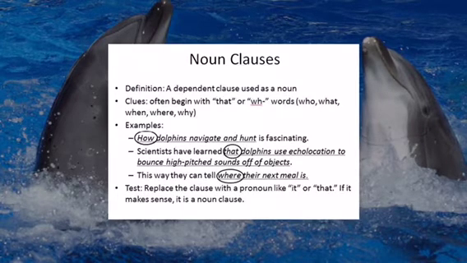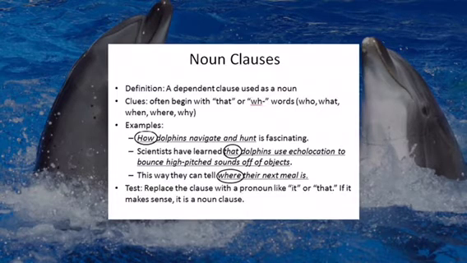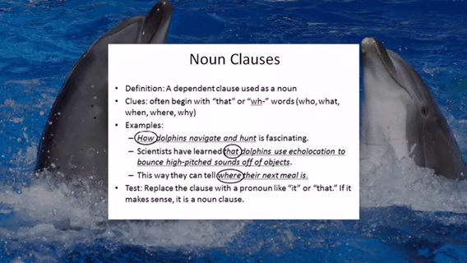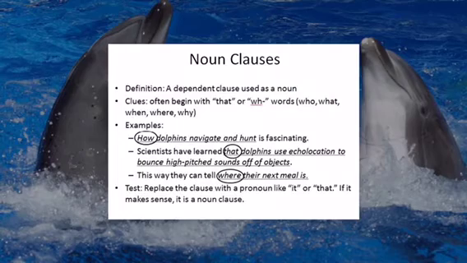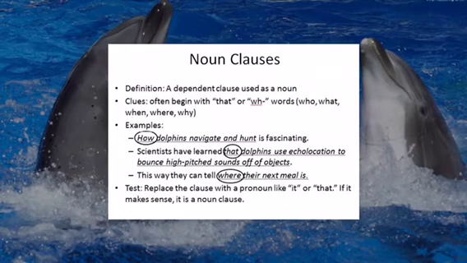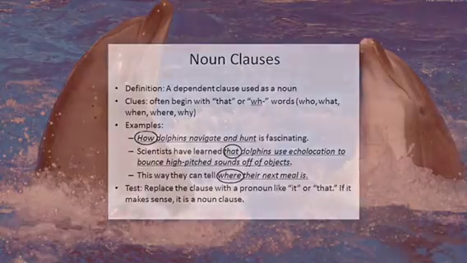And finally, take a look at the third example. This way, they can tell where their next meal is. Replace the underlined clause with that, and you get this way, they can tell that. This test will only work with noun clauses.